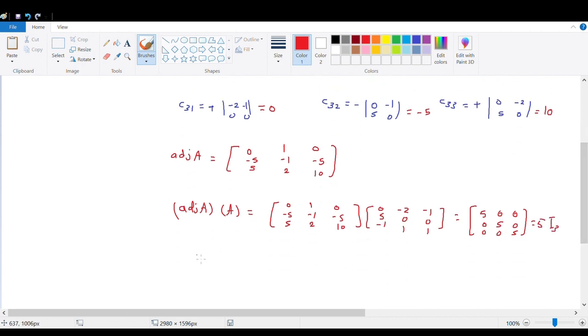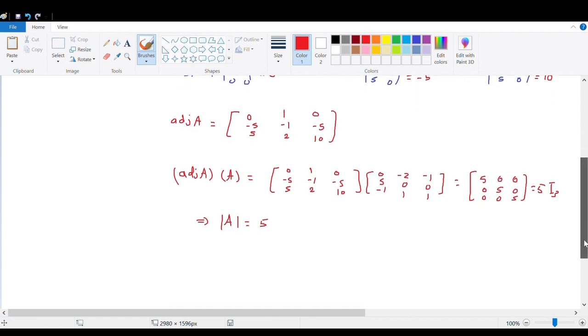So from here we conclude that the determinant of A is equal to 5. Because if we multiply the adjugate of A by A, we get the determinant of A multiplied by the identity matrix. So from here it is 5I3, so this one represents the determinant of A.